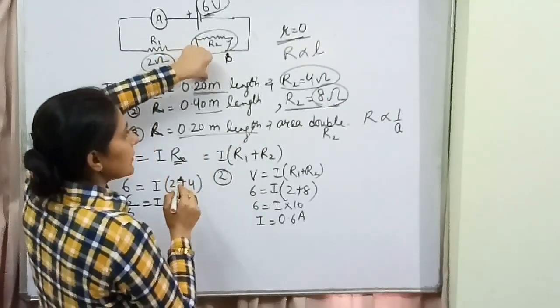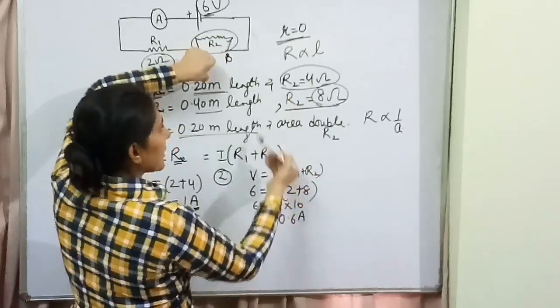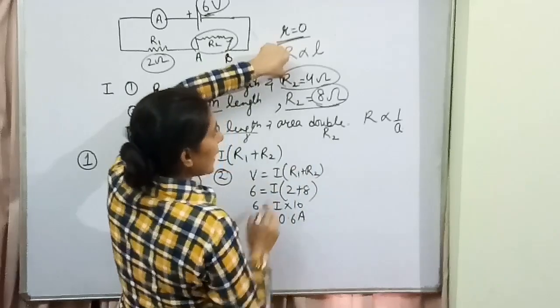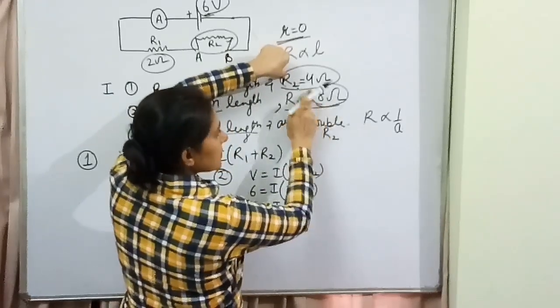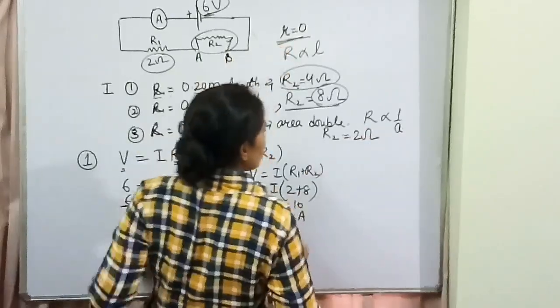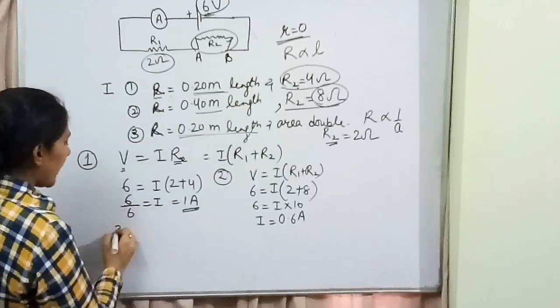So at 0.2 meter length, जितना भी resistance था, length उतना ही रहा है, area double किया, तो इस length पर जितना भी resistance था, अगर area double है तो resistance will be half of this, not of this. इसका half करेंगे. Then R2 is equal to 2 ohm. So we calculated R2 over here. In the same way we can find out the third part.